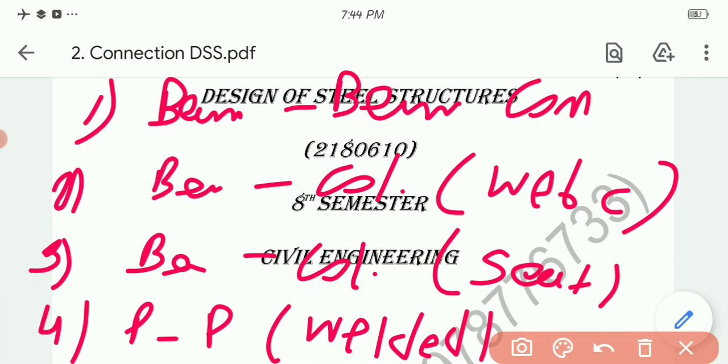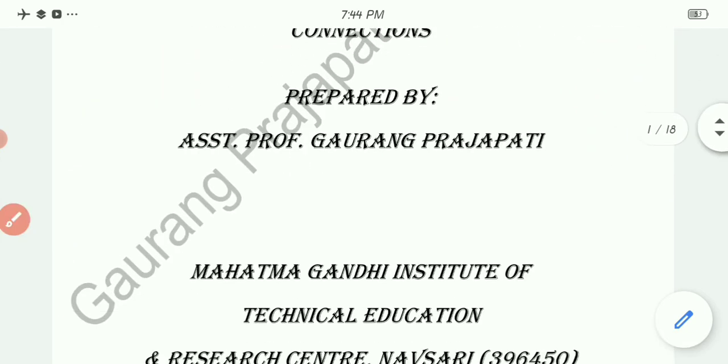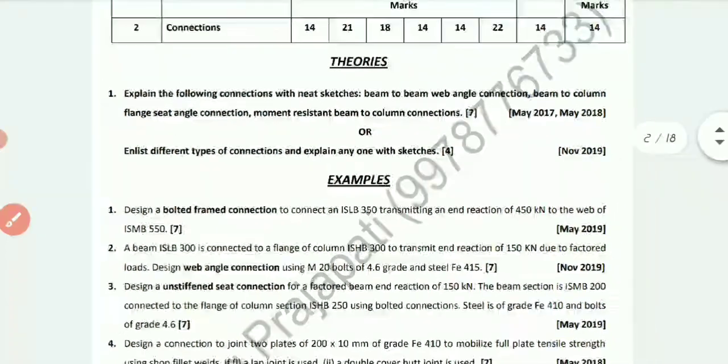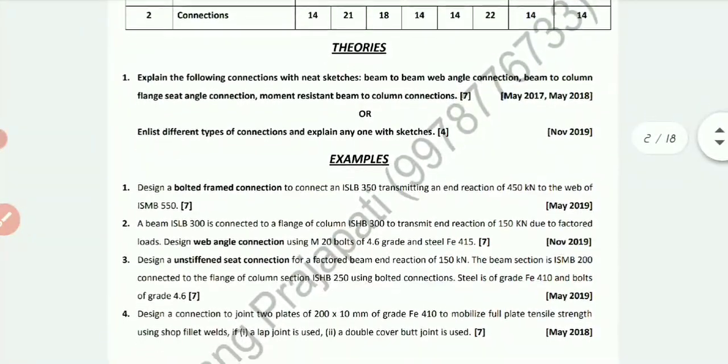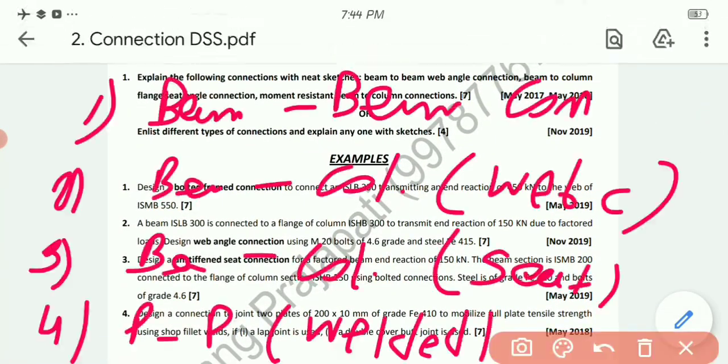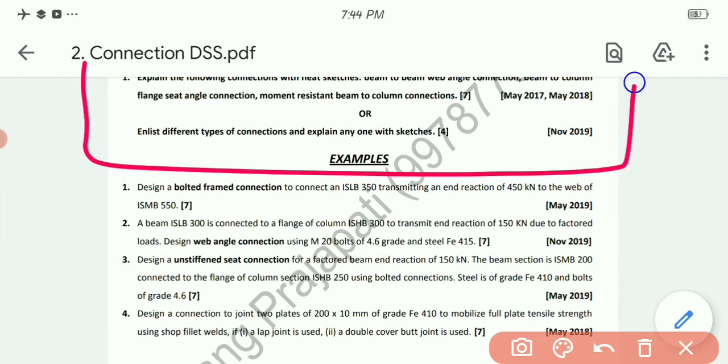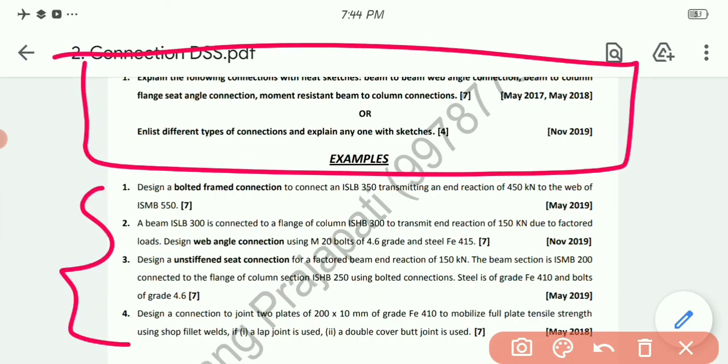And in the very first video I have covered the theoretical portion of the chapter. So I hope, guys, the criteria which has been asked in the exams, these theories as well as all these examples, have been covered in the 5 total videos of this chapter.